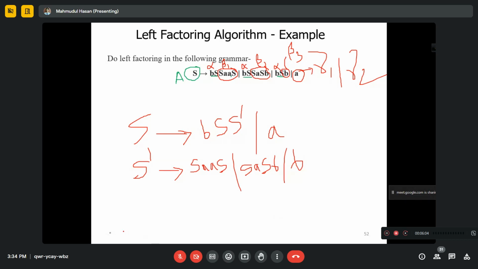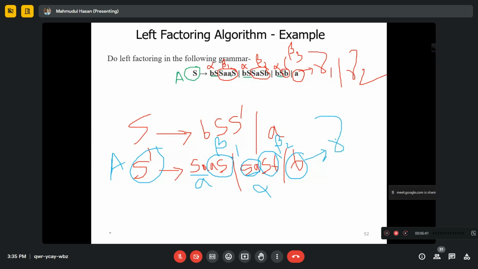But there is again a problem of common prefix. Look at this, S A. So there is a problem of common prefix again. You can consider this one as alpha, this one as A. That means this one is beta 1. This one is alpha. This one is beta 2. That means this one is actually B. So this is actually gamma. Is it, everyone?